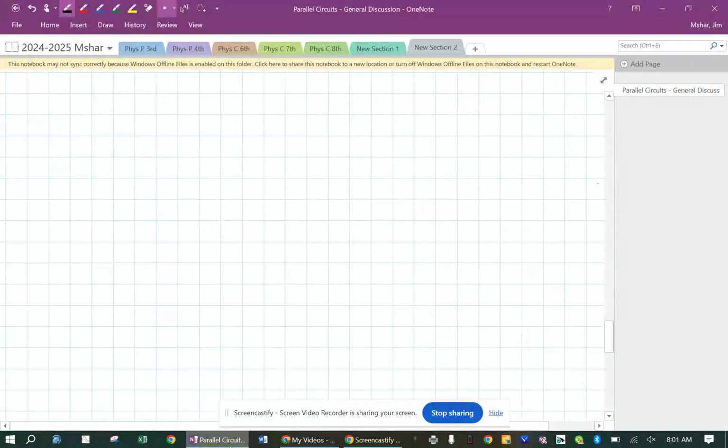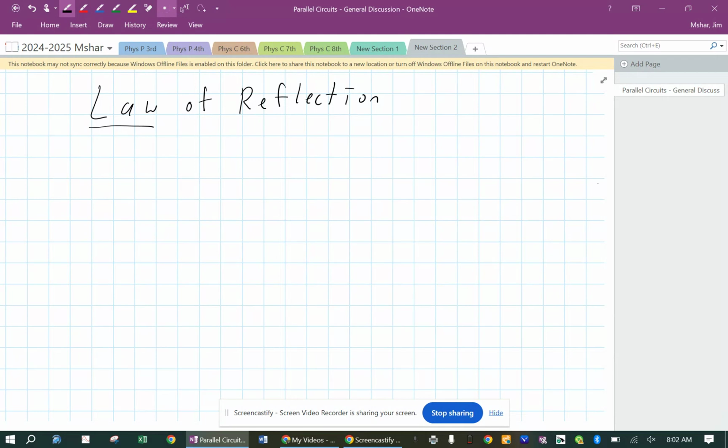Hello. We're going to talk briefly today about the law of reflection. So, law of reflection. Now, first thing I'll state is it's a law, meaning whatever I'm going to write down right now, as far as we understand, is always true. Okay. So, law of reflection is actually pretty easy.